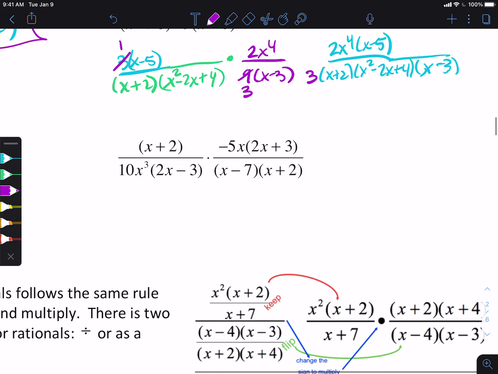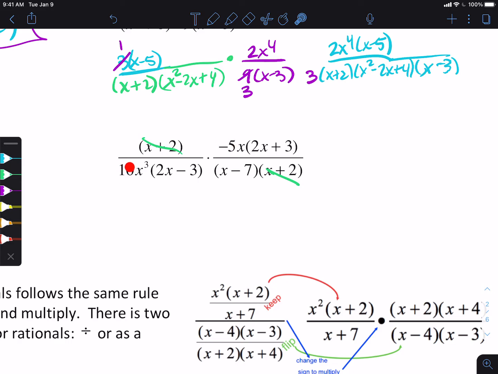Okay. Try this next one, pause the video, and then come back and see if you got it right. Okay, so we're looking for common factors. Everything's already factored, so this x plus 2 cancels with this x plus 2. Now, you may be tempted to cancel the 2x minus 3 and the 2x plus 3. They are not the same factor. This one has a subtract, this one has a plus.